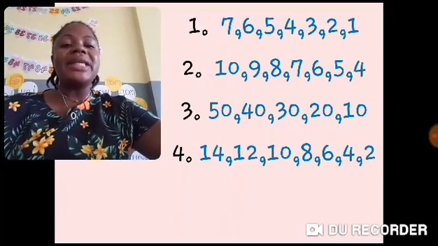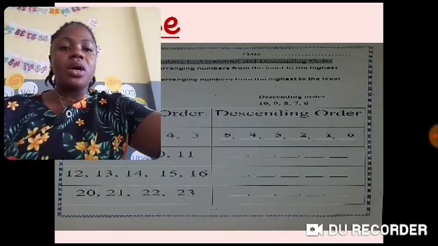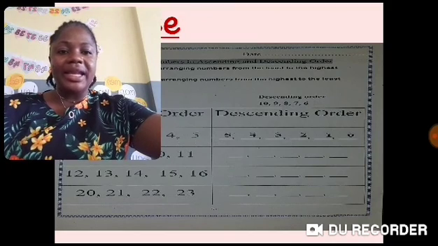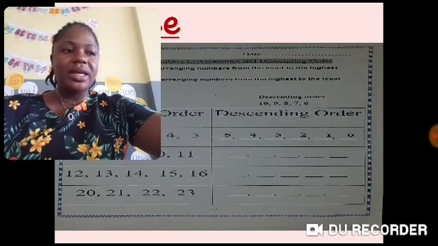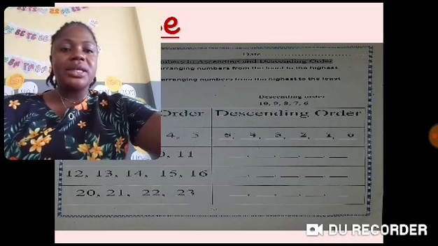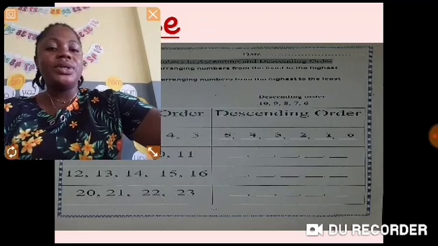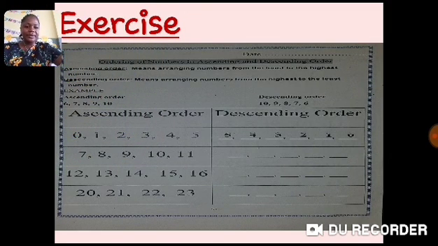So we said ascending order of numbers starts with what? The smallest to the biggest number. And then descending order of numbers starts with the biggest to the smallest. Good. So let's take an exercise here. When we open our number workbook to page 51, we will see this work there.